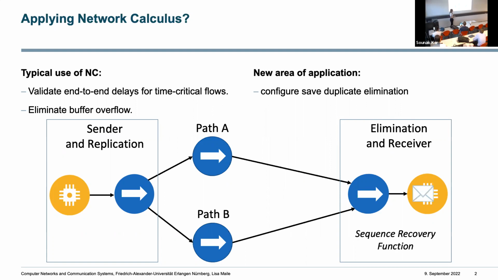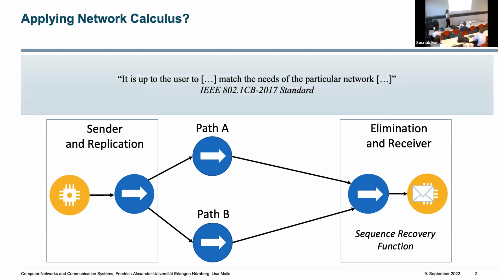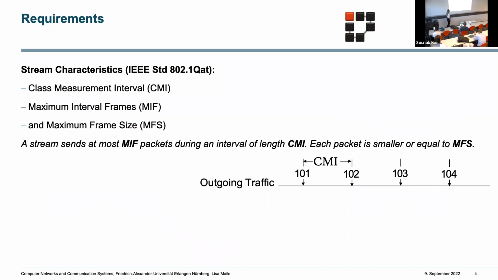The configuration of this identification of duplicate packets is defined in the so-called sequence recovery function. There we have several parameters which we have to set. However, currently in the standard, it is written that it is up to the user to match the needs of the particular network. But if we are in the context of ultra reliable traffic, maybe it is not the best idea to leave the configuration completely up to the user. So, that is where we come in now.